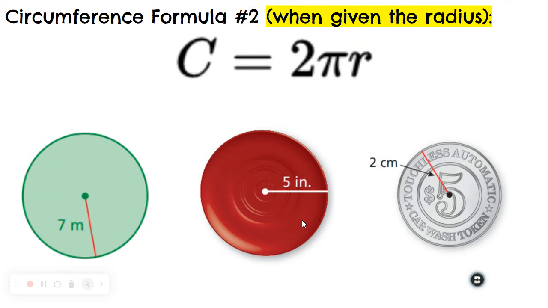Okay, now let's try the other formula. Let's try and find circumference when we're given the radius. This time we don't have the diameter, we only have the radius.